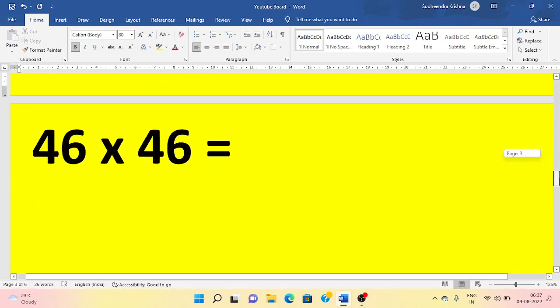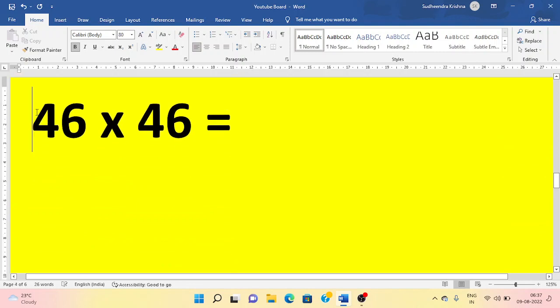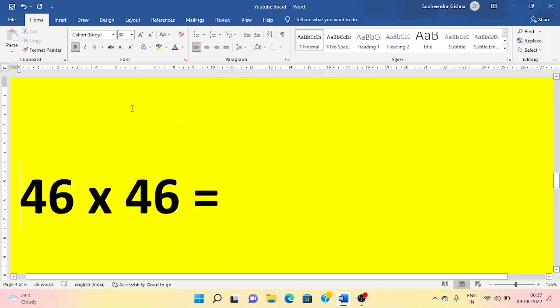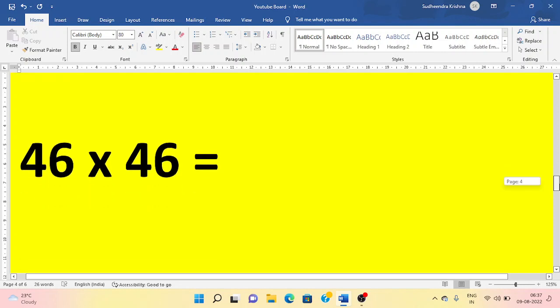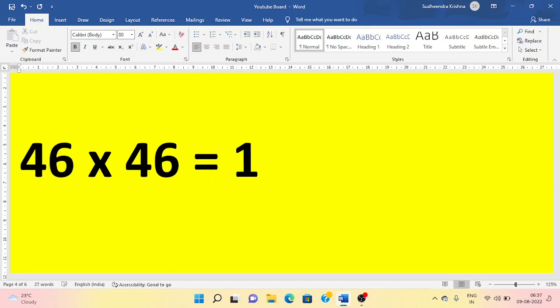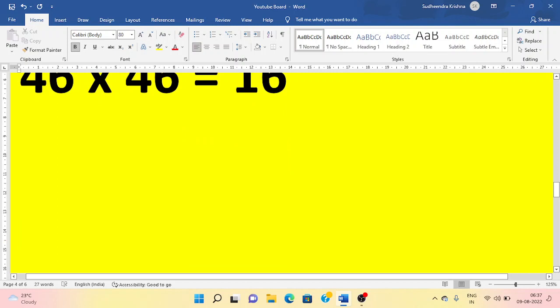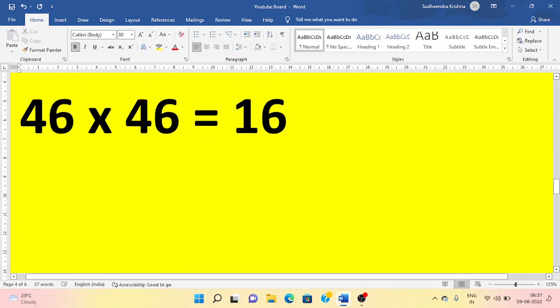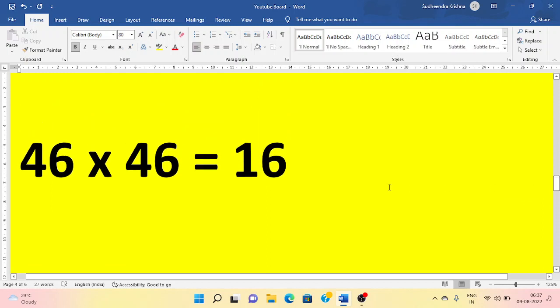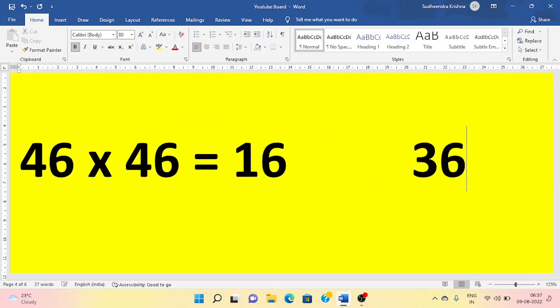Now let us take another number. 46. We have to find the square of 46. So in this number 46 we have two digits, 4 and 6. So first find squares of 4 and 6. 4 square is 16. Put it as it is. And 6 square is 36. Put 36 on the right side.